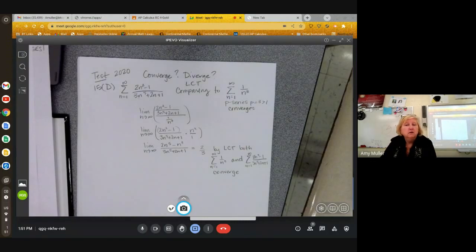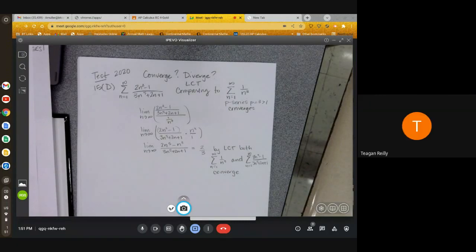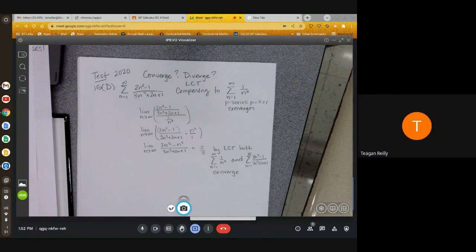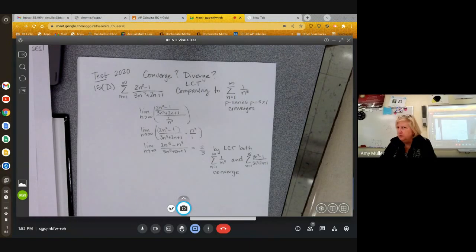Yes. Is there a time when the direct comparison test works, but the limit comparison test doesn't? I can't think of one now. Okay, so unless the question says using the direct comparison test, then it wouldn't work. But I'm not going to do that to you tomorrow or Tuesday. Okay. Because the limit comparison test is my favorite. So I won't make you choose. Does that answer your question?